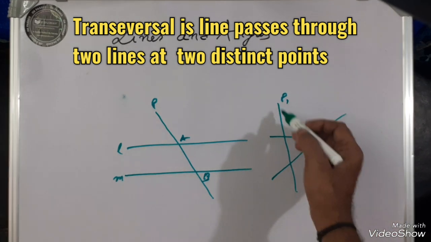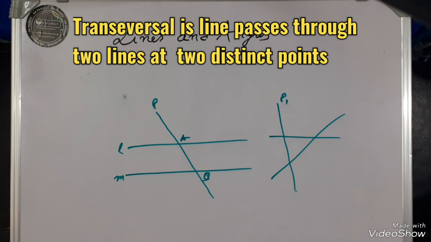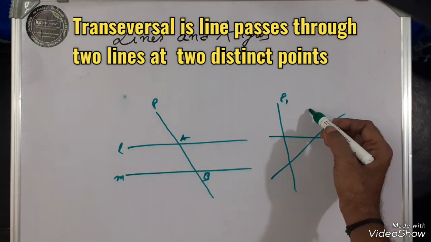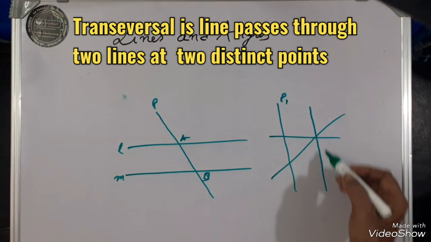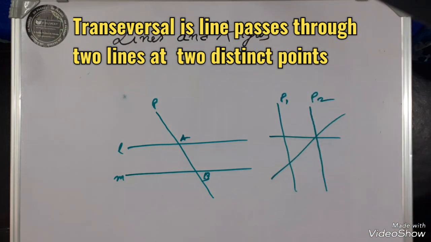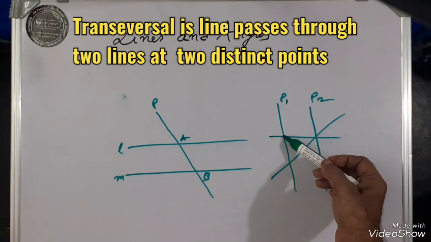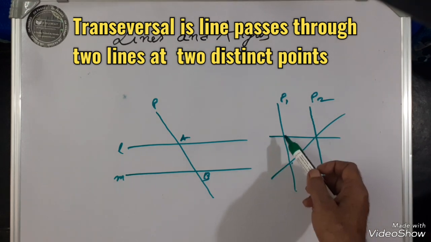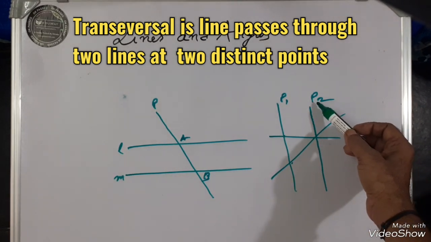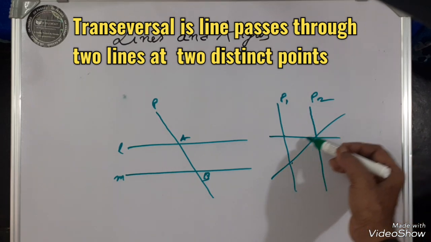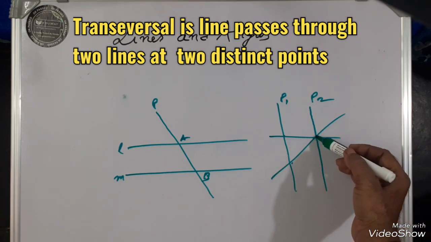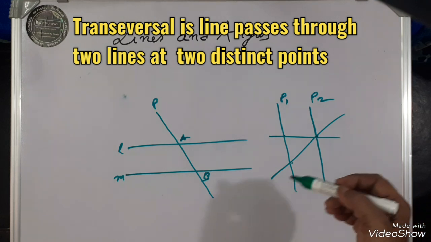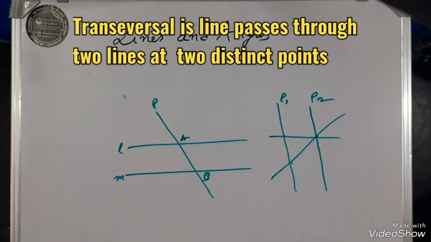So here P1 is a transversal. Suppose one more line passing like this, P2. Now this is not a transversal. Why? Here P1 passes through two different points, crossing at two different places. But here P2 touches or cuts or intersects at the same point. So P2 is not a transversal.